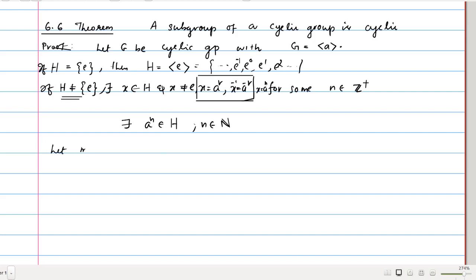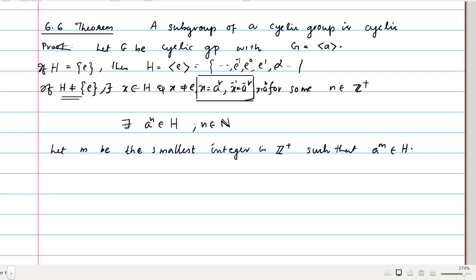Let m be the smallest such number, the smallest integer in Z plus such that a raised to m belongs to H.